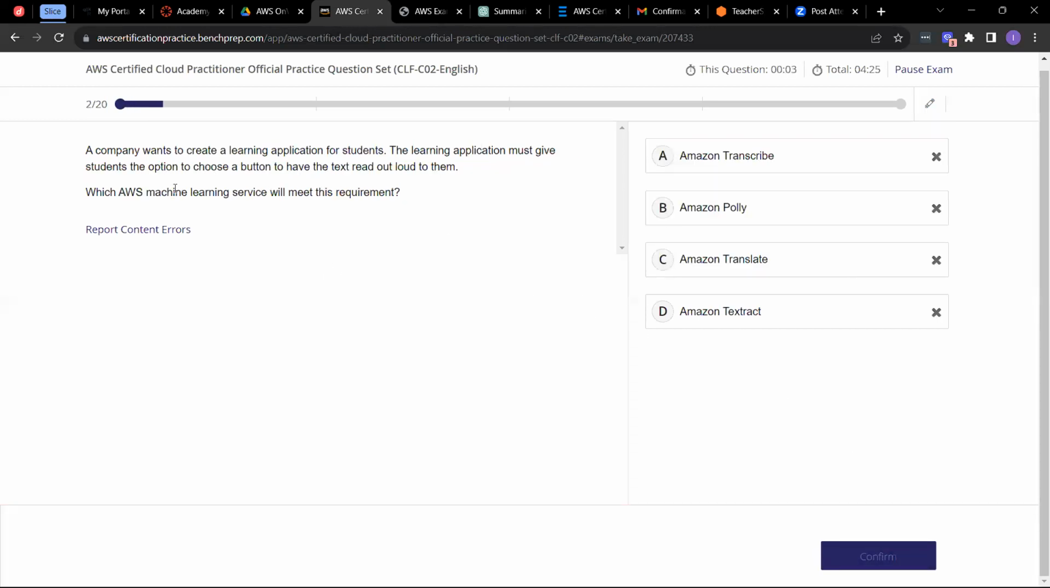Okay, so a company wants to create a learning application for students. The learning application must give students the option to choose a button to have the text read out loud to them. Which AWS machine learning service will meet this requirement? I was expecting this question. Bridget says B, Beatrice says B, Amazon Polly. Isaac also answers B. That's Polly.